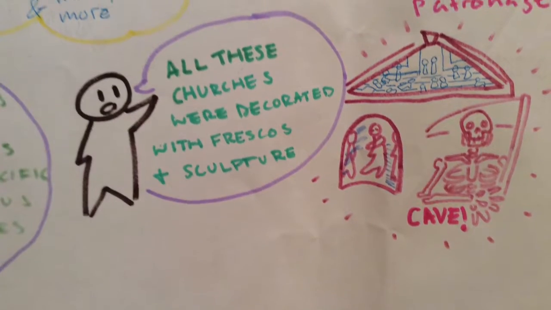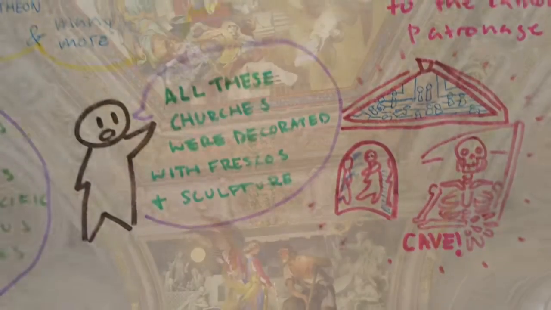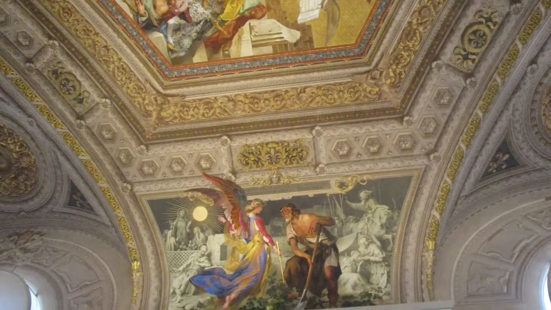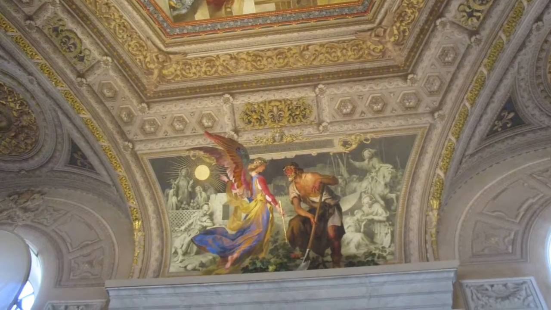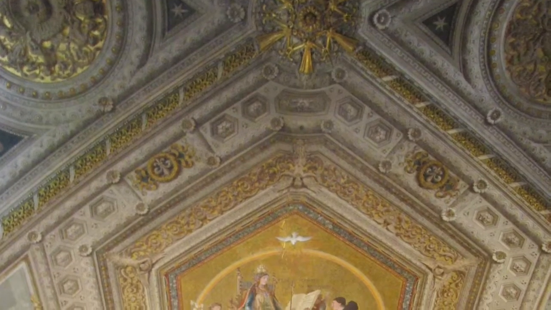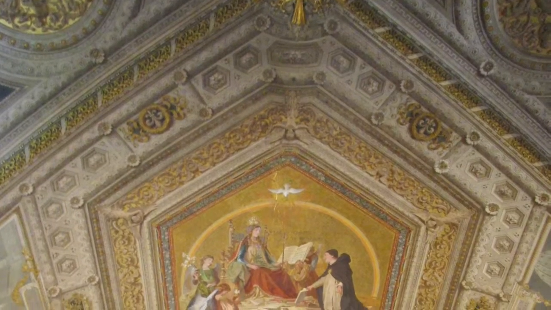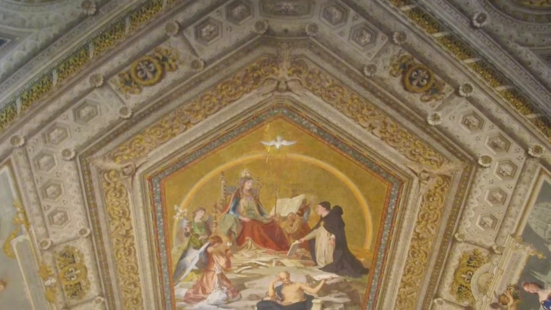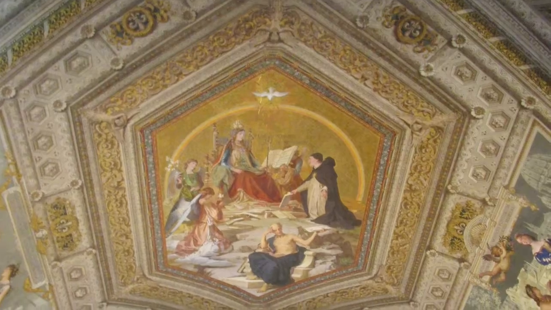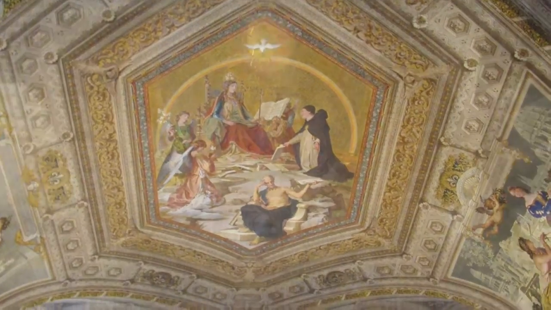All of these churches were extremely decorated with frescoes and sculpture. In this picture you can see just how decorative they got with paintings and gold. In this one you can see a lot more symbolism with the white dove, the gold ring, the lady, the book, the priest, and the old man, who represents the philosophers like Plato, Aristotle, and Socrates.